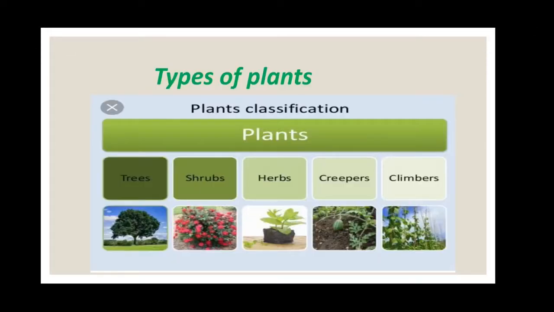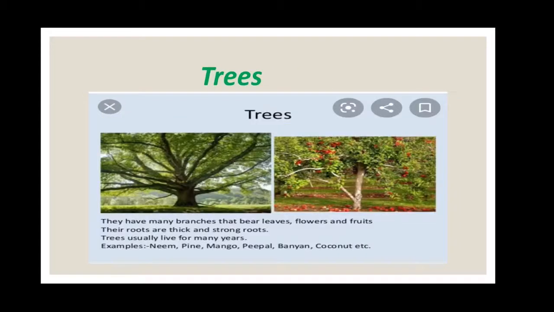Next is types of plants. Plants are divided mainly into 5 types: trees, shrubs, herbs, creeper and climber. First type is trees. Trees have many branches that bear leaves, flowers and fruits. The roots are thick and strong. Trees usually live for many years. Examples: neem, pine, mango, peepal, banyan, coconut, etc.